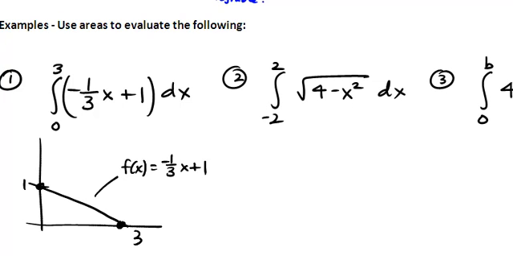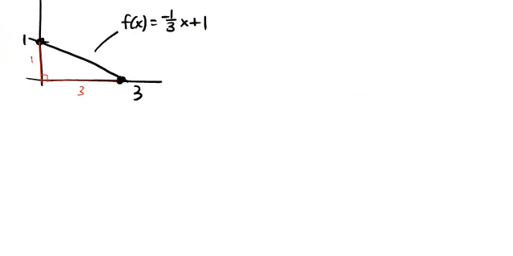So if you plot the graph of f of x equals negative 1/3 x plus 1, and you want to find the area under that curve, what you end up getting is just a right triangle. The right triangle has a height of 1 and a base of 3. So it's simply going to be 1/2 times 1 times 3, or 3/2. So the value of this integral from 0 to 3 of negative 1/3 x plus 1 dx is simply equal to 3/2.